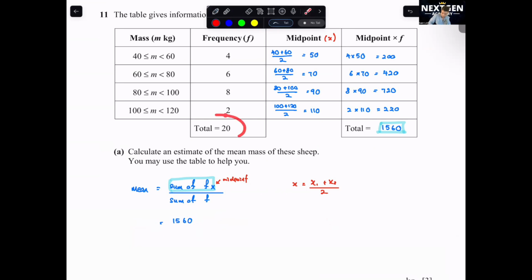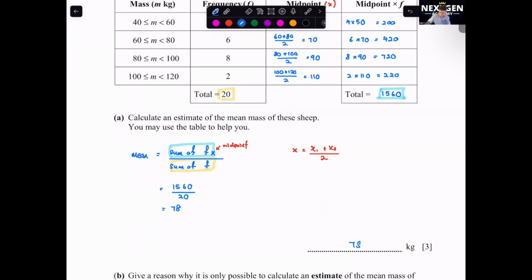Your sum of f will be this value here. Okay, sum of f over 20. So 1560 divided by 20 will be equal to 78 kg.